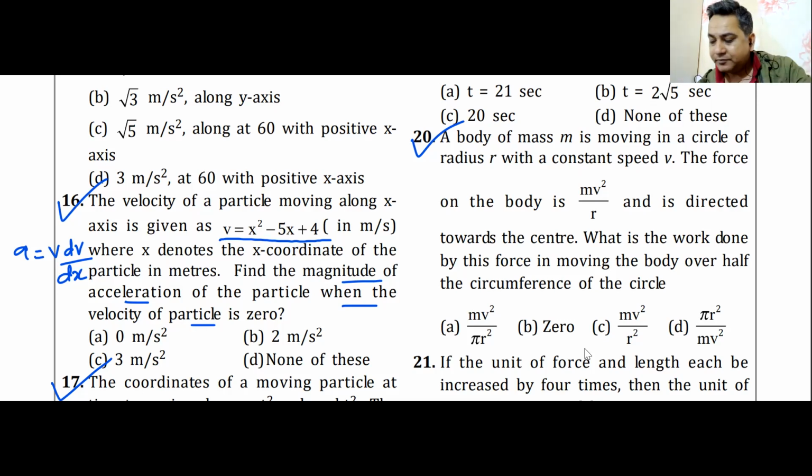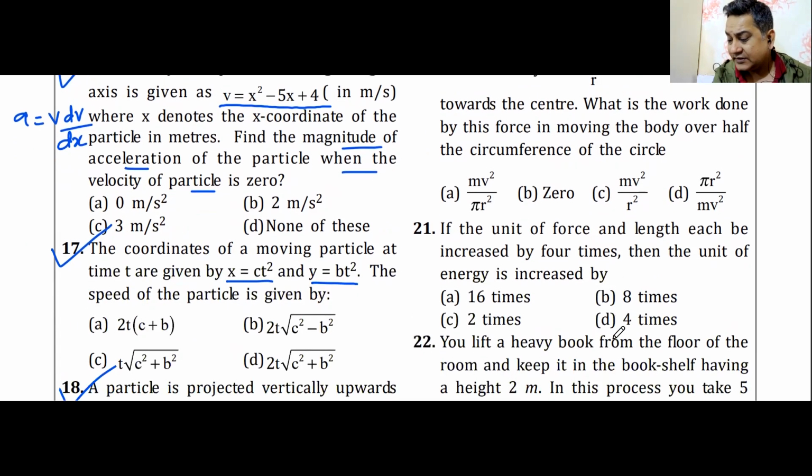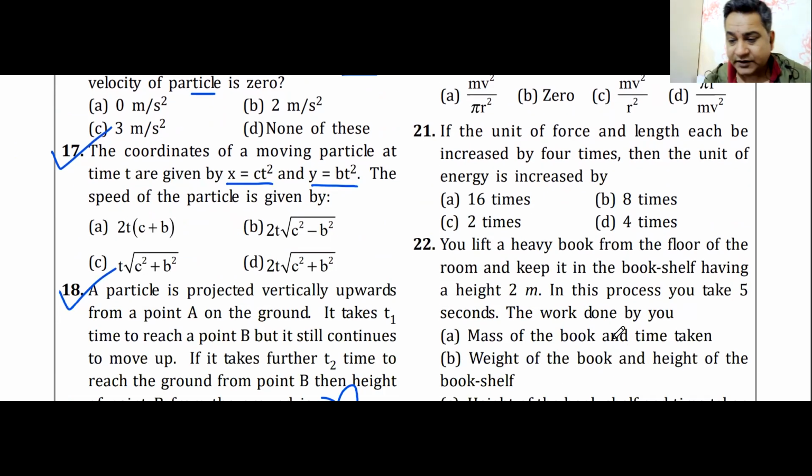A body of mass m is moving in a circle of radius r with a constant speed v. The centripetal force is mv square by r. What is the work done? It's a simple question. No need to discuss this. You have to find out those questions where you can just mark them, score, and go ahead. There will be questions like this.